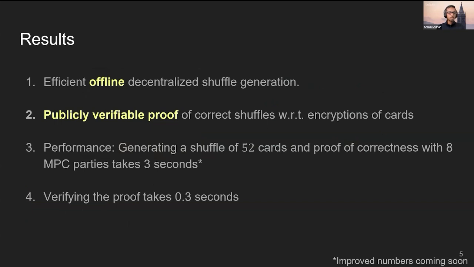And just some performance numbers: to generate a shuffle of a single deck of cards, say 52 cards, and a proof of correctness, this takes about 3 seconds. And notably, this can be done offline. So this can be done before the players even arrive, or even before the players are known to the protocol. And the player time, which is the 0.4, is all they need to do is verify a proof, pick their cards, and start playing, which takes around 300 milliseconds. And these numbers will be improved soon, but these are the current numbers.